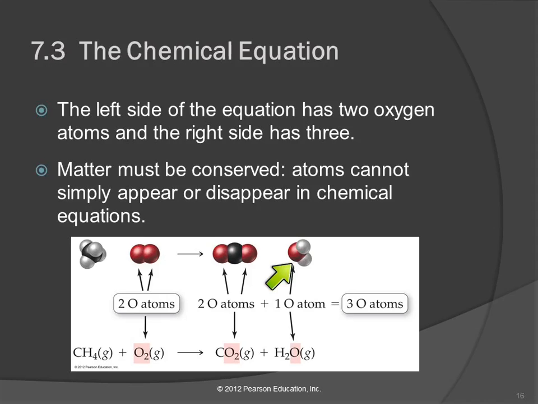Over here, to make both of these, we would need 3 red balls, right? And there's only 2 red balls on that side. Could we make both of these out of these starting pieces? No, we can't. Well, we learned about conservation of matter. Matter must be conserved. Atoms cannot simply appear or disappear.